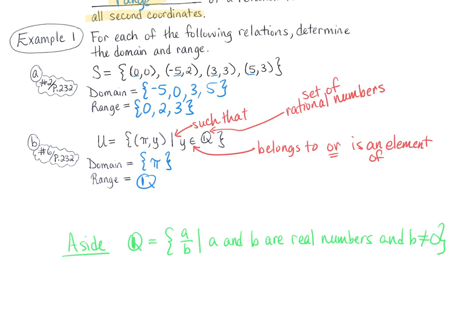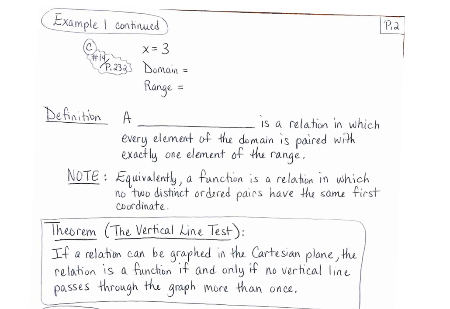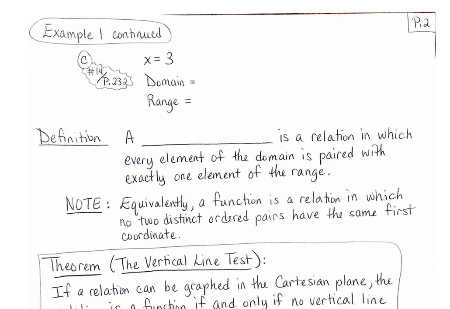Okay, excellent. So we have our domain and range. We understand what that means in set notation. So one last example, part C. We have x is equal to 3. On a graph, if x is equal to 3, what kind of line is this? Vertical, very good. So this line is x equals 3.